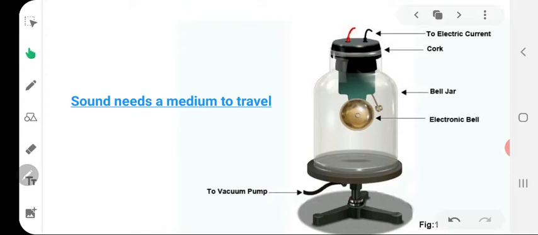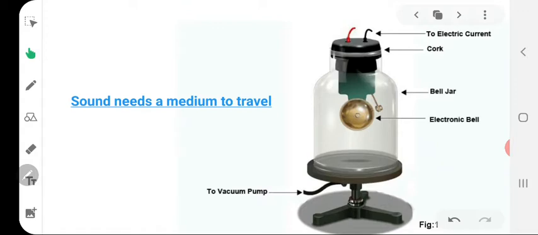We shall be discussing the speed of sound in the coming lessons, but right now I would like to tell you that sound cannot travel through vacuum space, and as you can see, it can be proved with the help of a simple experiment. What shall we do in this experiment? In order to prove that sound needs a medium to travel, you can refer to the setup.